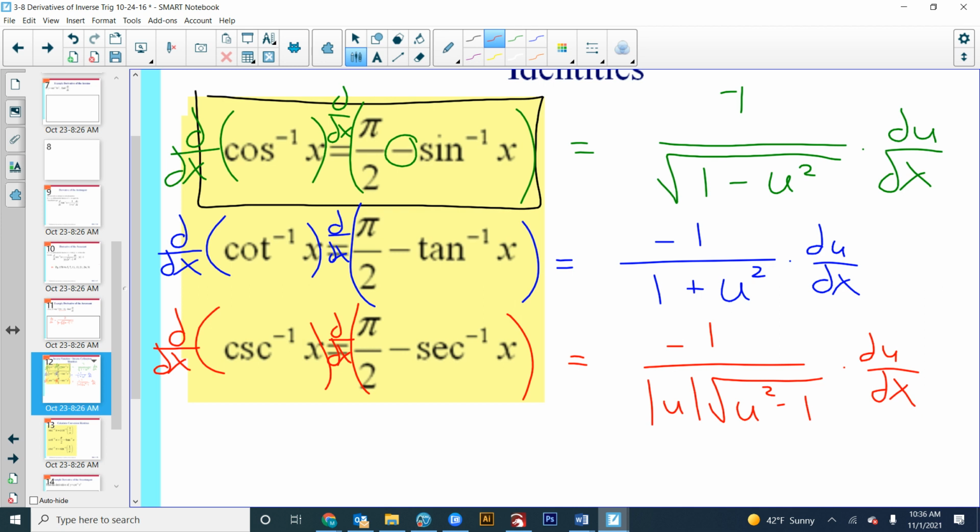Challenge yourselves. Make sure you guys are trying to figure out why this works. All right? Get the full experience. Because of what? Because of math.